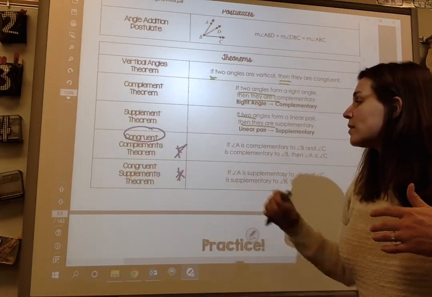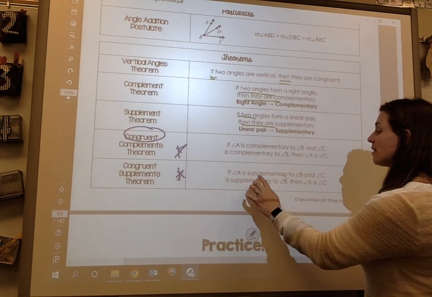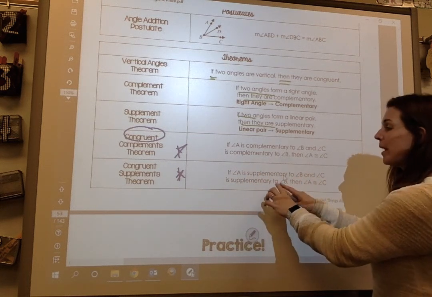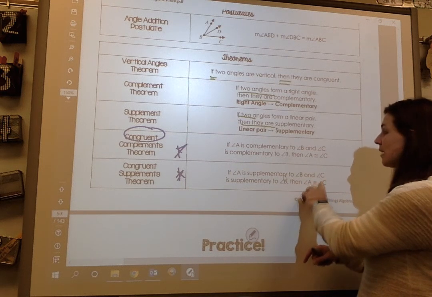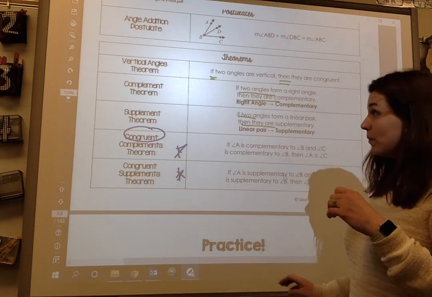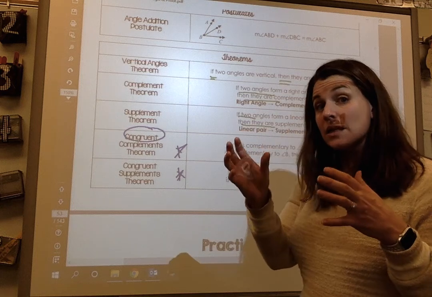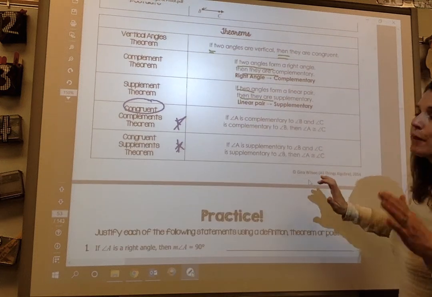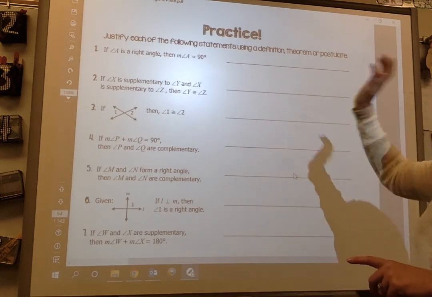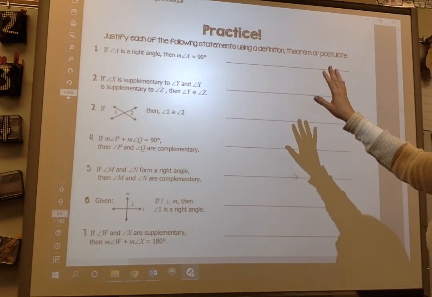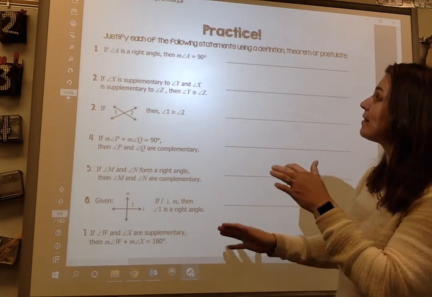Same thing with the congruent supplements theorem. If angle A is supplementary to angle B and angle C is supplementary to angle B, my middleman, angle B, is canceling out, saying that angle A is congruent to angle C. So that's a look at some of the reasonings for those proof statements. So flip over your paper, I know you have it, and let's take a look at these. Pause the video and take a second to see if you can fill these out.